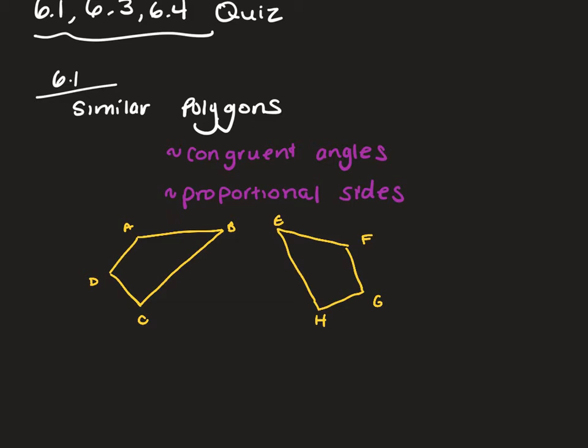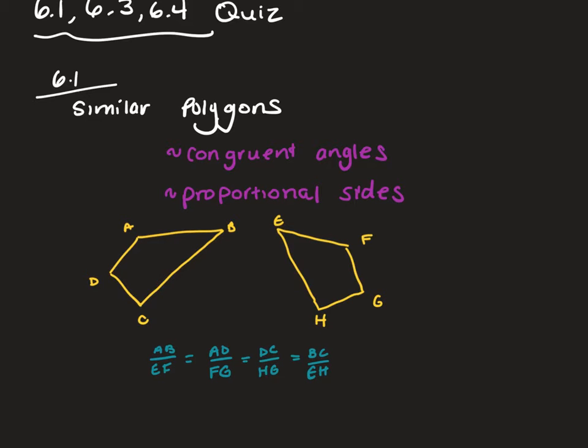All right, so let's say that these are similar. Then I can set up a proportionality statement, which is that AB over EF equals AD over FG equals DC over HG equals BC over EH. So that's your proportionality statement, okay?